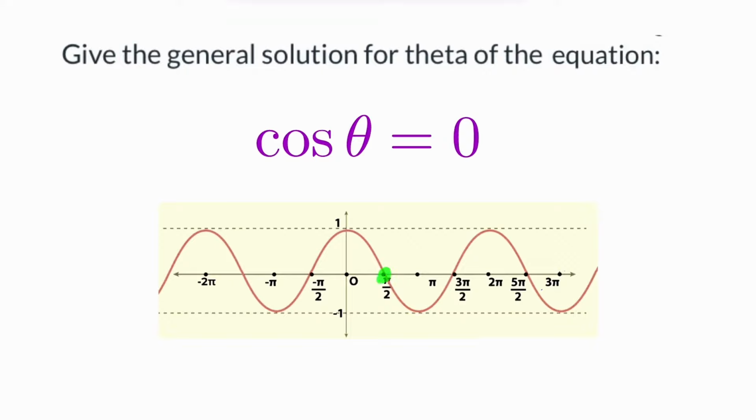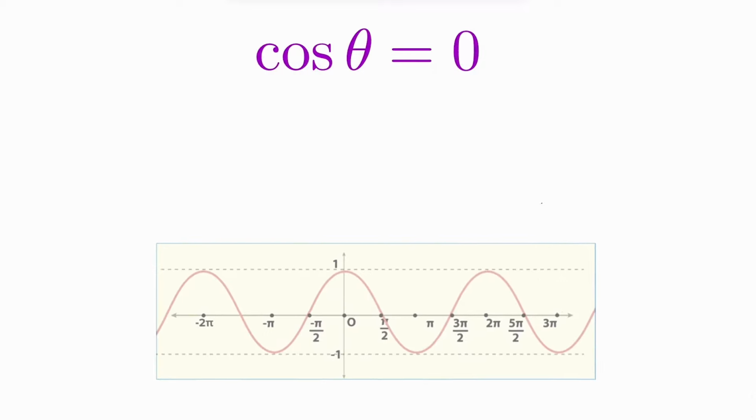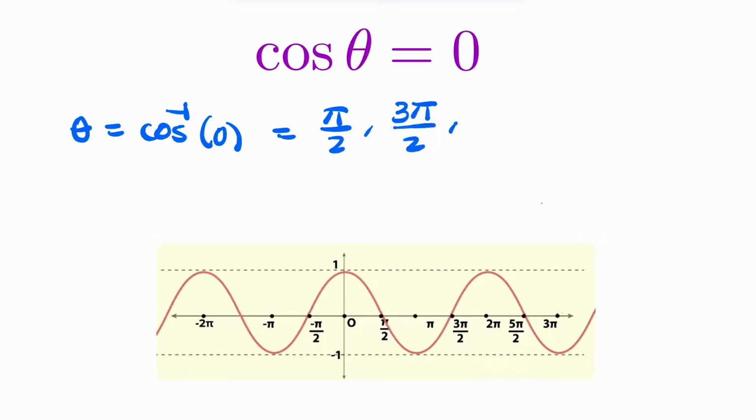And it crosses 0 at pi over 2, or 90 degrees, and 3 pi over 2, 270 degrees. But it then continues to repeat at odd multiples of pi over 2. So pi over 2, 3 pi over 2, and 5 pi over 2. So you could write the solution as something like this. You could say, well, theta is simply the cosine inverse of 0, which is pi over 2, and 3 pi over 2, and 5 pi over 2, etc.